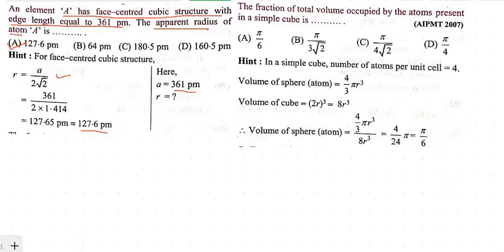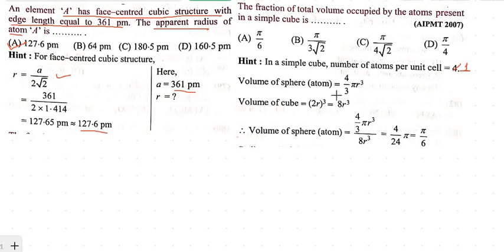Okay, so here there is one mistake. In a simple cube, the number of atoms per unit cell is not equal to 4, it is equal to 1. Please note there is a typographical error, so you need to correct it while you are noting or reading this. So in a simple cube, the number of atoms per unit cell is equal to 1.